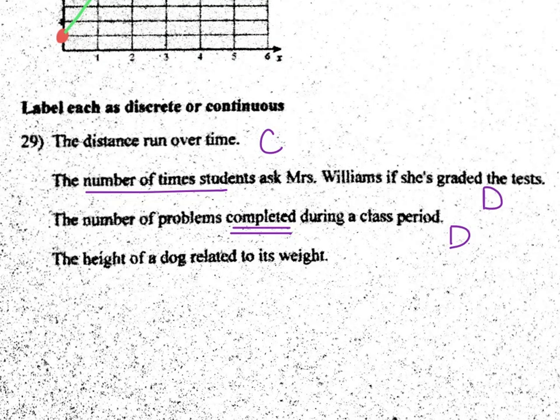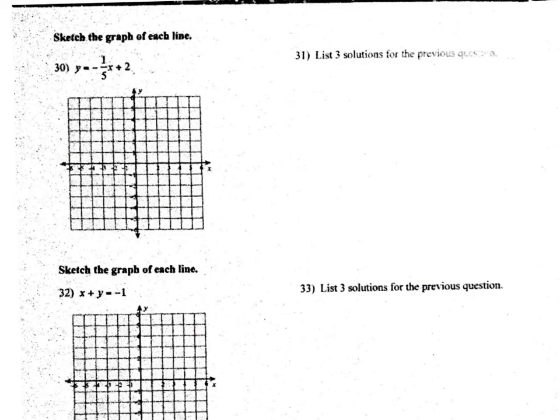The height of a dog related to its weight, that's continuous because a dog can be in the middle between height and weight. It doesn't have to be like whole numbers. Okay? Last page, woohoo. All right, all of these are asking us to graph, and you may have noticed they don't give us domains, so that means our domains are all real numbers, and this is going to be continuous in the end. So we're going to have to connect it. Don't forget that tomorrow.